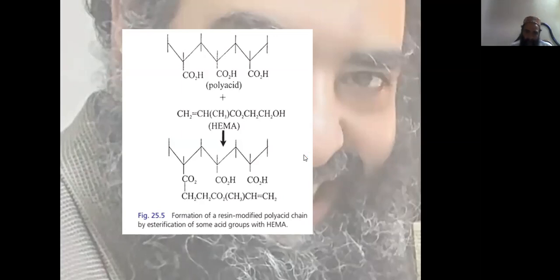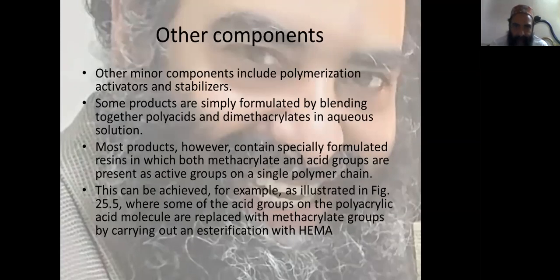This is the reaction: resin modified polyacid chain through esterification, polyacid HEMA, and this is the resin modified polyacid chain. Other components, minor, are activators and stabilizers.